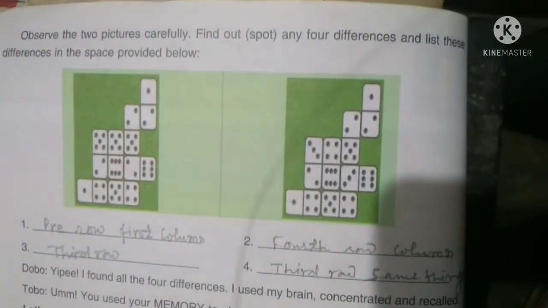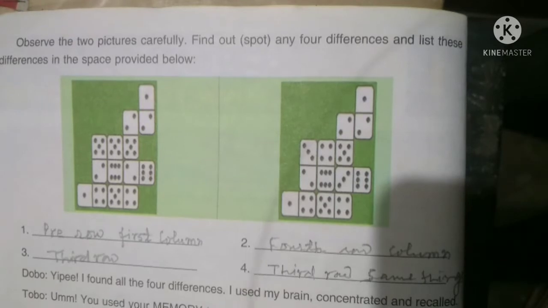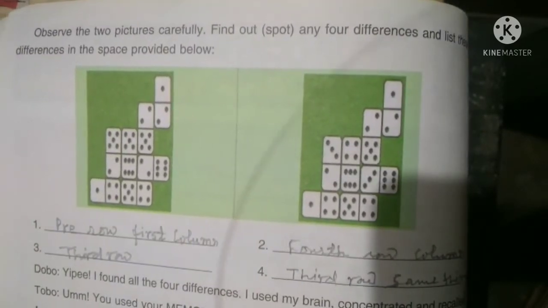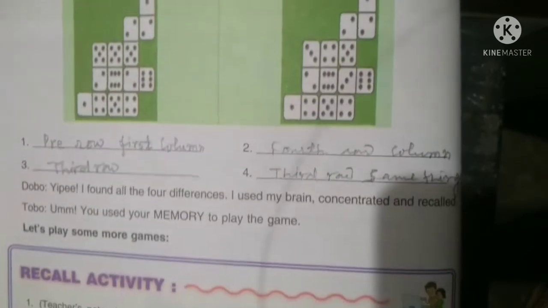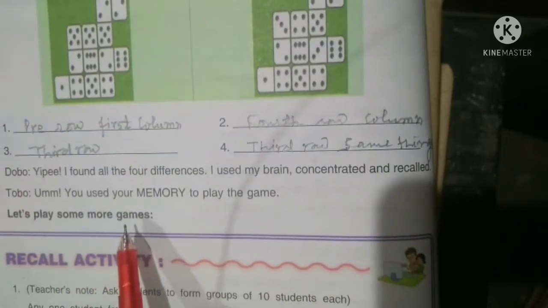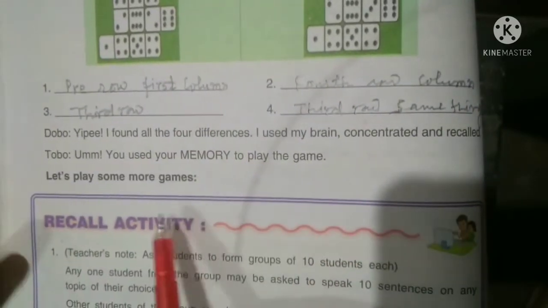Observe the two pictures, find out any four differences and list these differences in the space provided below. Here the question is like this: there are two pictures, and you have to find out four differences between them. Dobo: Yippee, I found all the four differences. I used my brain, concentrated and recalled. Tobo: Yes, you used your memory to play the game. Let us play some more games.